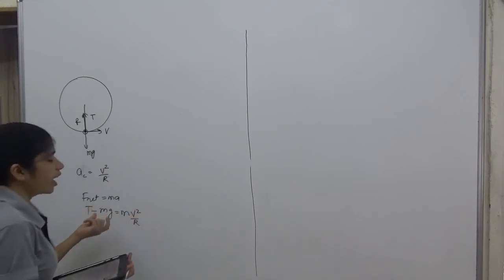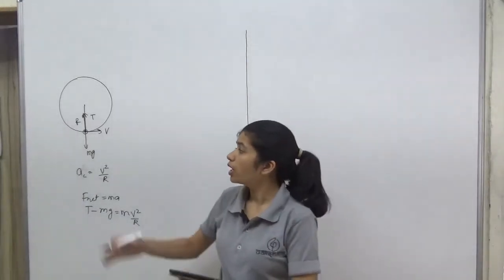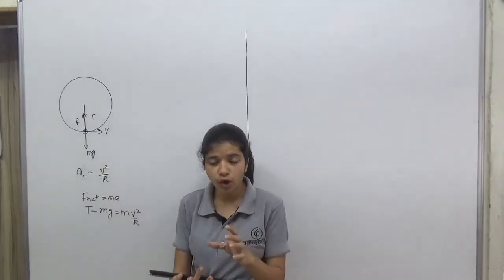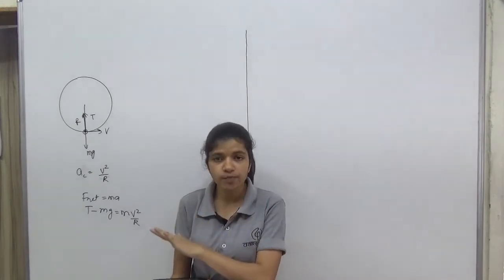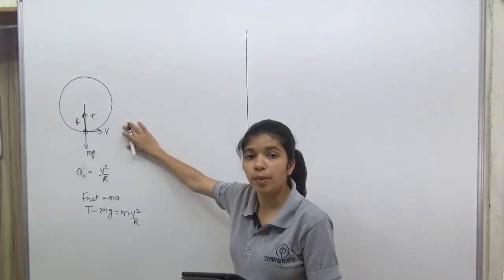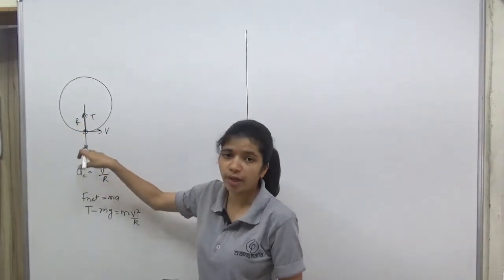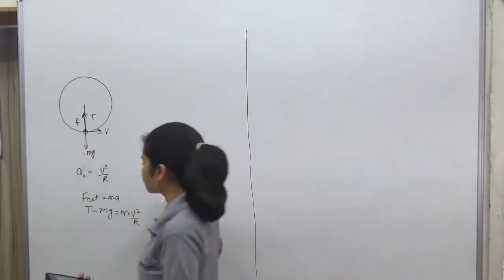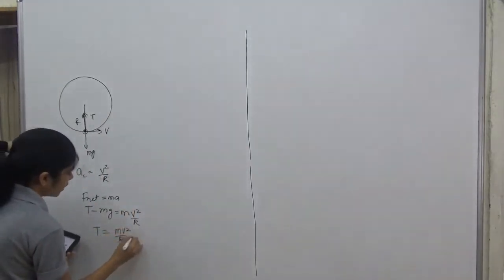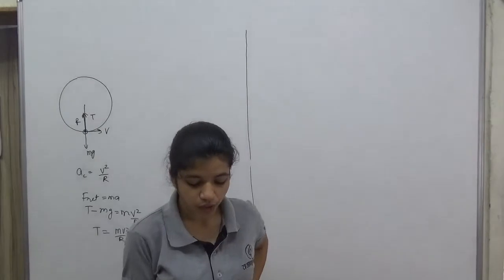So what we are doing here is F net equals ma, or you can say F net equals F centripetal, the force in the direction towards the center. Because when a body is moving in a circular path, it needs a centripetal force, and that force is provided here by the resultant of mg and T. So at the lowest point the tension will be equal to mv square by r plus mg, which is given in the third option.